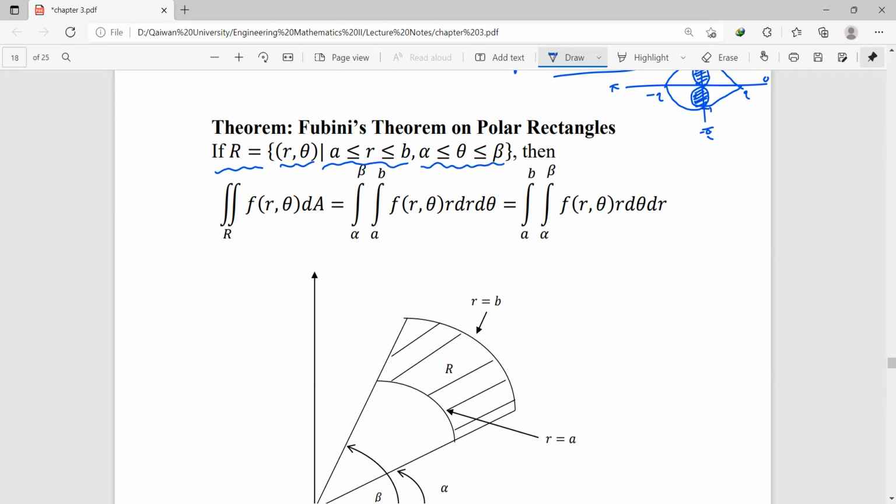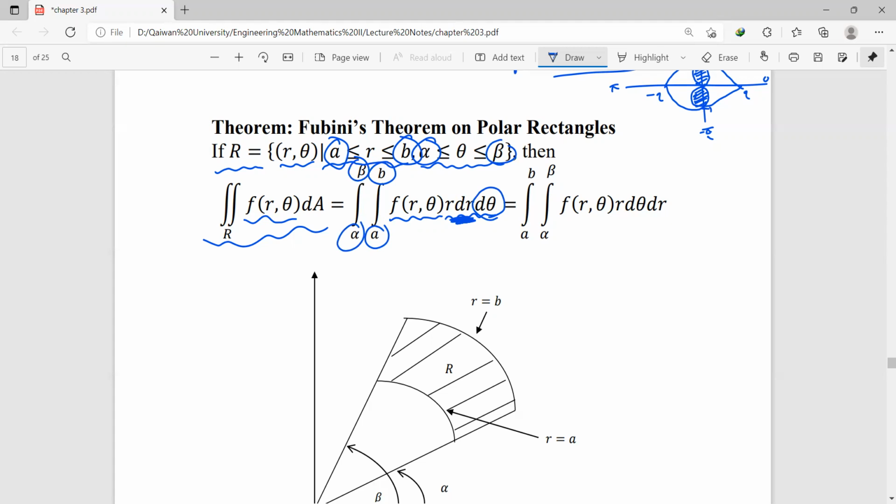Then the double integration of the function of r and theta over the region R equals the integration of f of r, theta, r dr d theta. Here we have r, which is multiplied by the function, then dr d theta, where the limits of r are from a to b. Then for d theta, its limits are from alpha to beta. This is the rule.